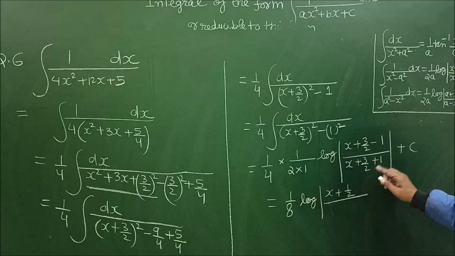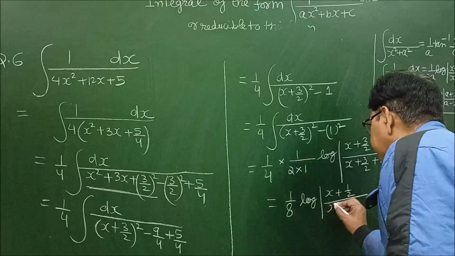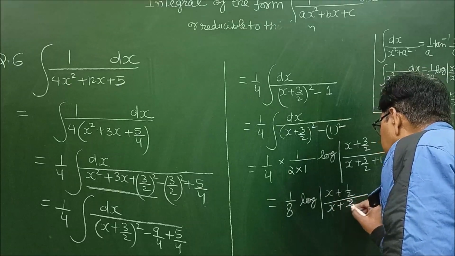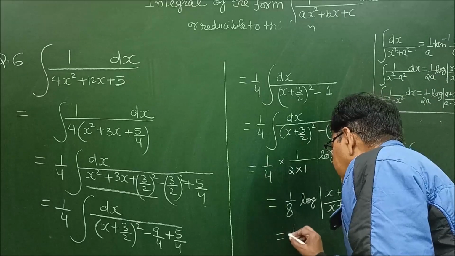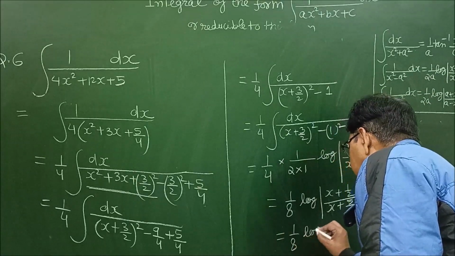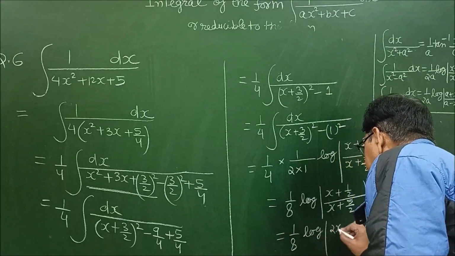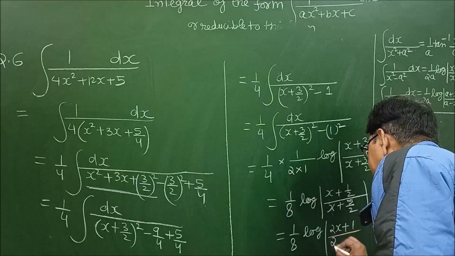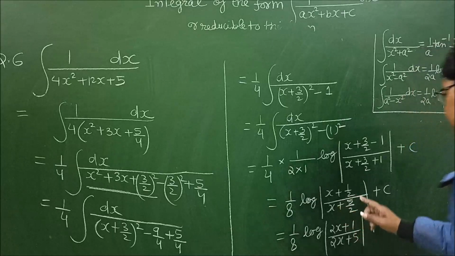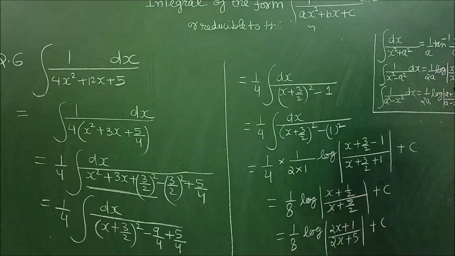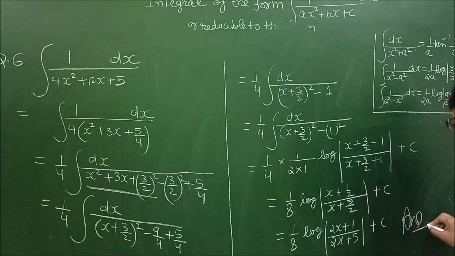3 by 2 plus 1, which is equal to 3 plus 2, 5 upon 2, x plus 5 upon 2, plus c. So this is equal to 1 upon 8 log mod 2x plus 1 upon 2x plus 5 plus c. The denominators get cancelled, 2 and 2 get cancelled. So this is the final answer of this question.